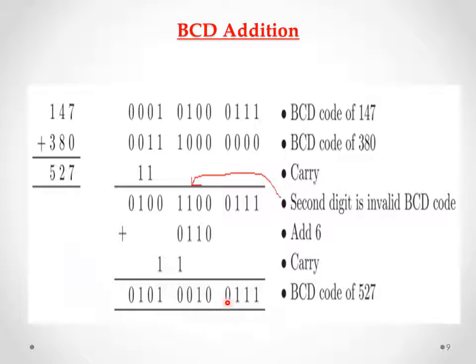So we are adding 6 to this combination only, to bring it back into a valid BCD code. So 0 plus 0 is 0, 0 plus 1 is 1, 1 plus 1 is 0, sum written here and carry added here. Now 1 plus 1 is 0, sum here, carry is added to the next bit. So 1 here, now 0 1 0. So now this is equal to 0101 which is 5, 0010 is 2 and 0111 is 7. All the digits are within 9, so it is a valid BCD code.